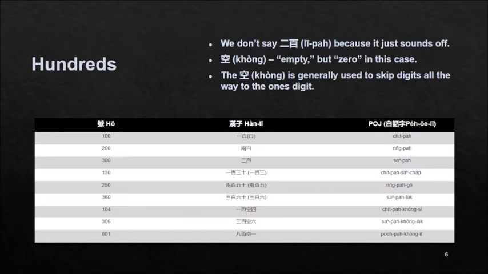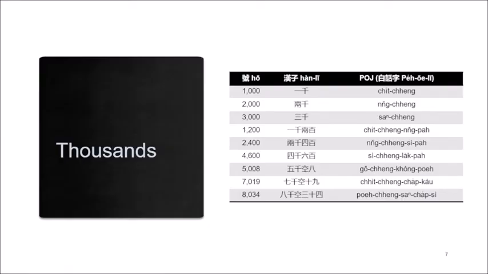So here we have samples. The first sample is chipa, then we have nong pa, then we have sa pa. Then to apply the kong, we have 100 for chipa kong si, or we have 306 sa pa kong lap. So moving on, we have the thousands.